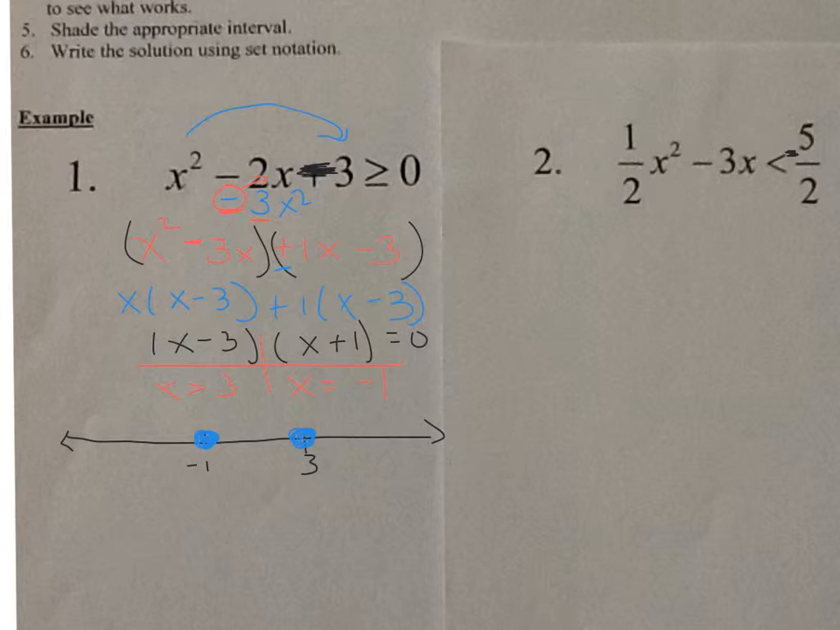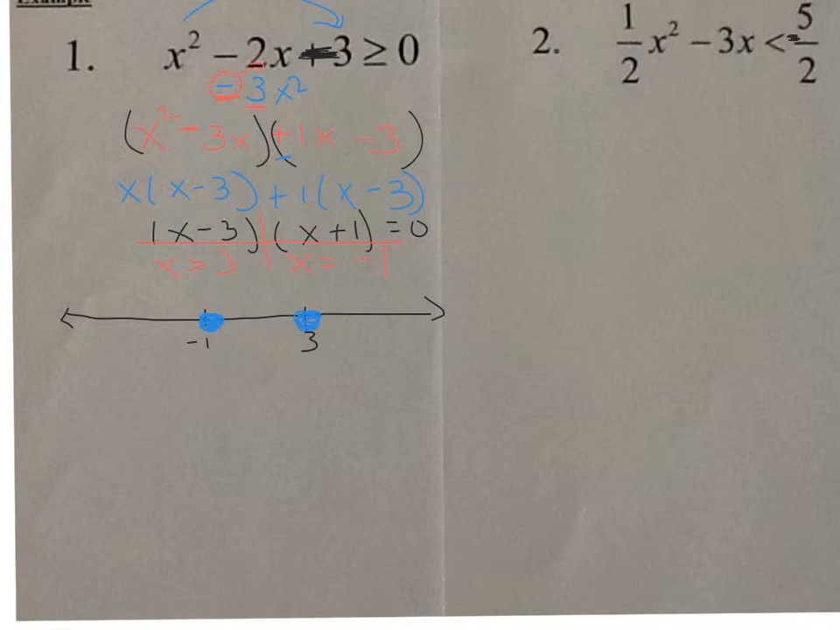All right, now you're going to pick points. You're going to pick a point to the left of -1, in between -1 and 3, and then a number to the right of 3. The number I'm going to pick to the left of -1 is going to be -2. So right here, put check -2. I need a point in the middle, so x is equal to 0 would be the easiest, and x is equal to 4.